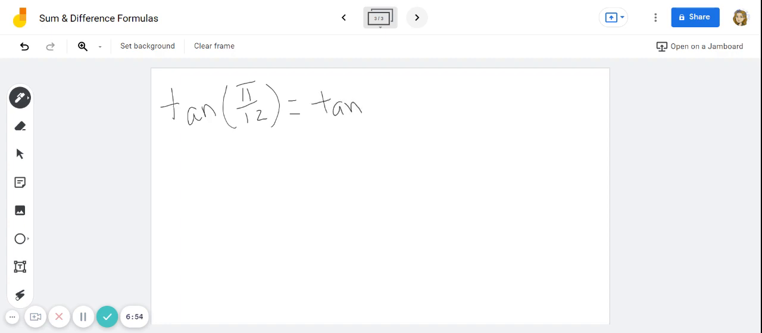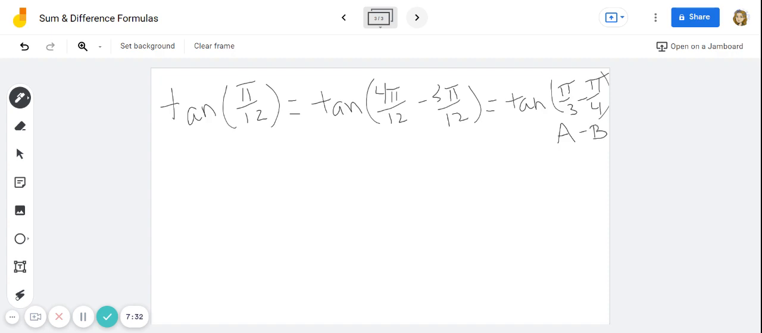We could say that's tangent of 4 pi over 12 minus 3 pi over 12. If we reduce those, that would be tangent of pi over 3 minus pi over 4. Almost running out of room there. So those are both items that are on the unit circle. We know the values of tangent for those, so we can plug into our equation.